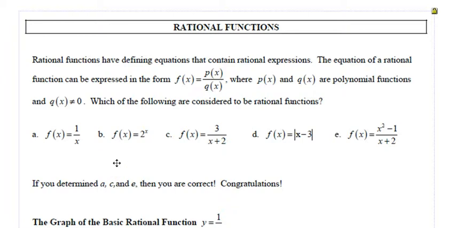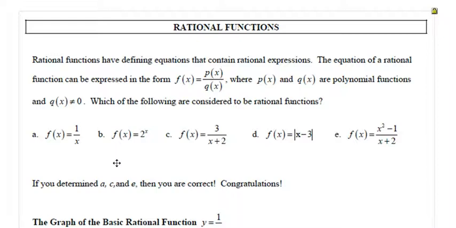You can read the first bit about rational functions, which have defining equations that contain rational expressions. The equation of a rational function can be expressed in the form f of x equals p of x over q of x, where p of x and q of x are polynomial functions and q of x cannot be equal to 0. So which of the following are rational functions?